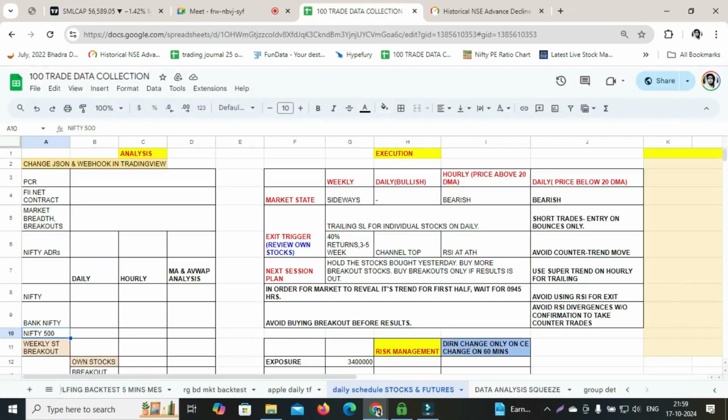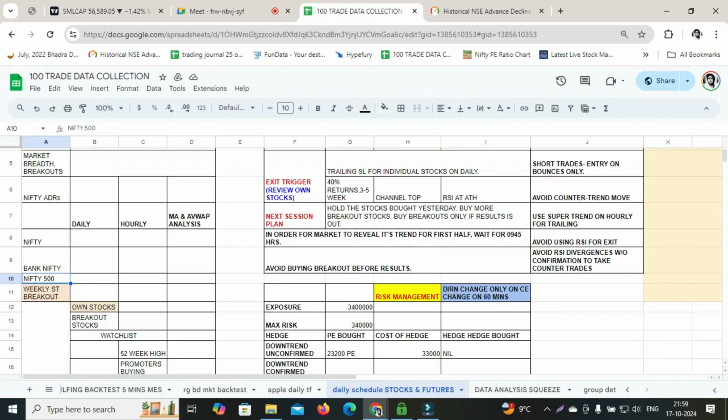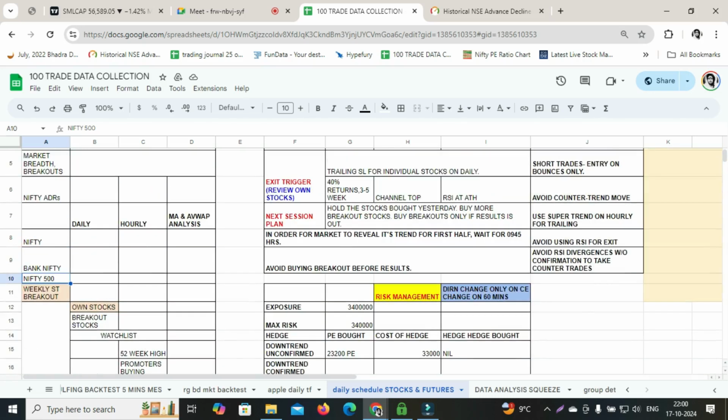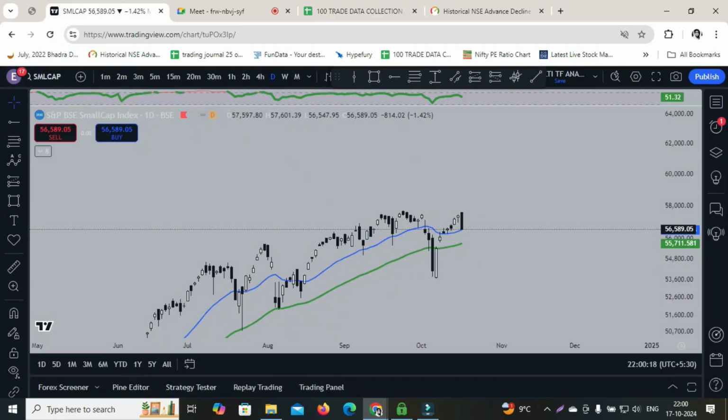So this was the analysis. As we can see, the environment is such that one should not take a lot of exposure. One should take minimum exposure. And cash players don't have any option but to just sit out of the market and keep observing it or keep playing with very small amounts.